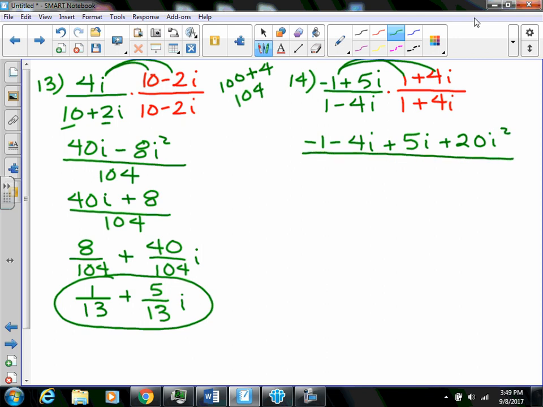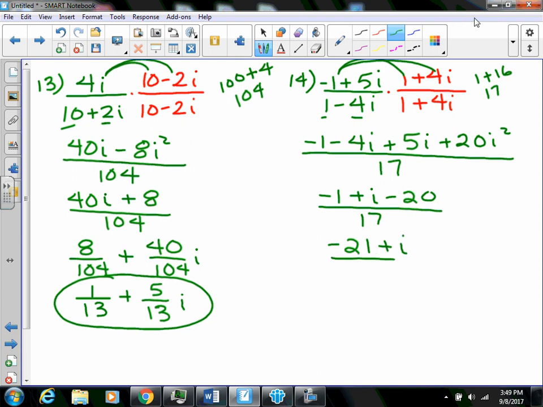And again, let's do the shortcut for the denominator. You take this number and square it, that's going to be a 1. Take this number and square it, that's going to be a 16. And then you add them together, that's 17. Now that you've got that, you're going to combine like terms in your numerator. So you have negative 1 plus i, and then the 20i squared is going to become minus 20, all over 17. So, combining like terms again, negative 1 minus 20 is a negative 21 plus i over 17.